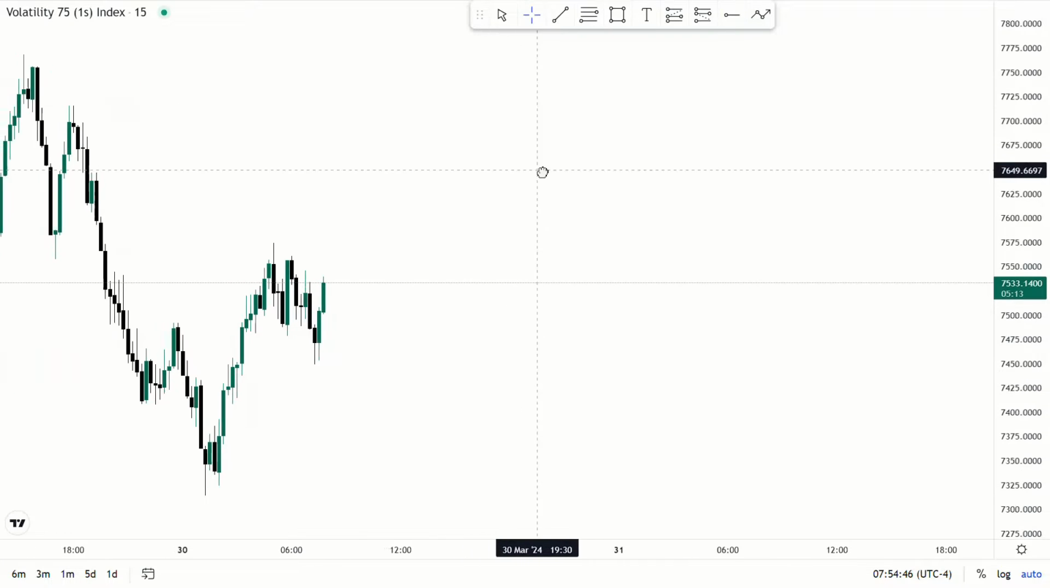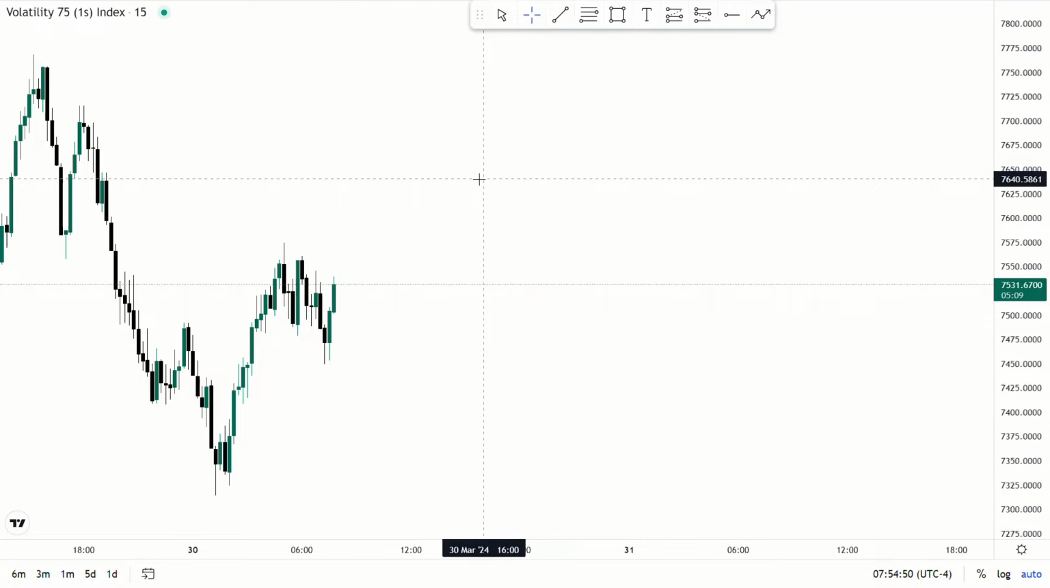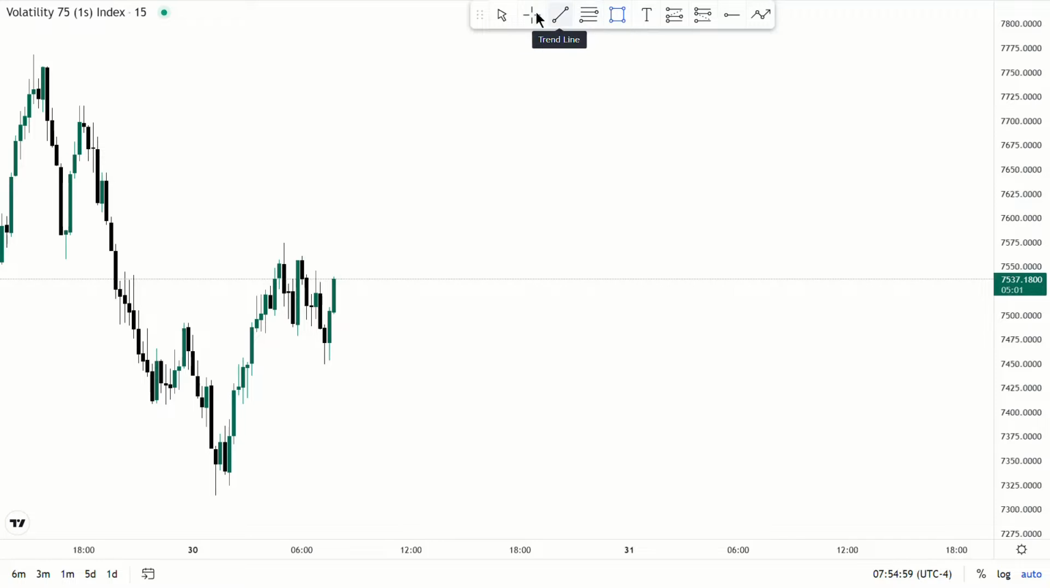I just wanted to make a video on single candle order blocks again. This is the current market, Volatility 75 (1s) on the 15-minute time frame. I want to show you a trade that I missed. I wanted to scalp a certain trade, and it was actually a counter trend, but I missed this one.